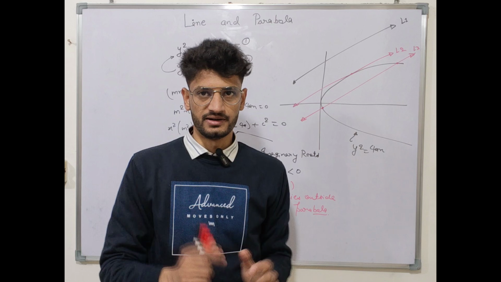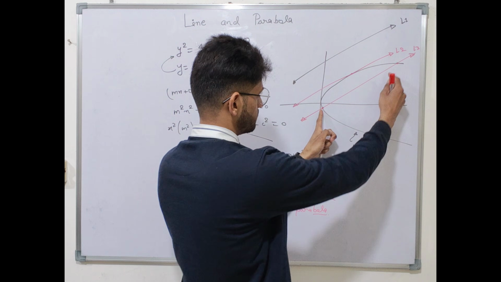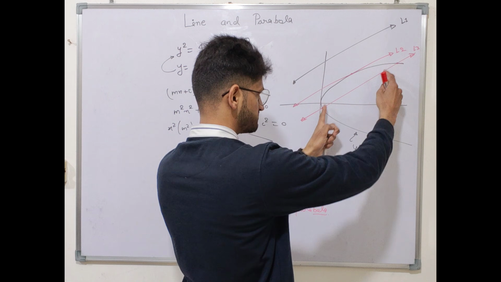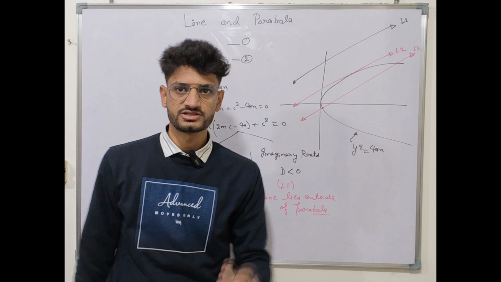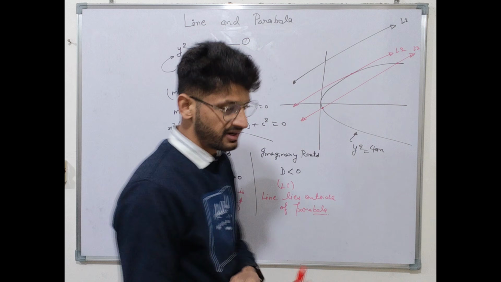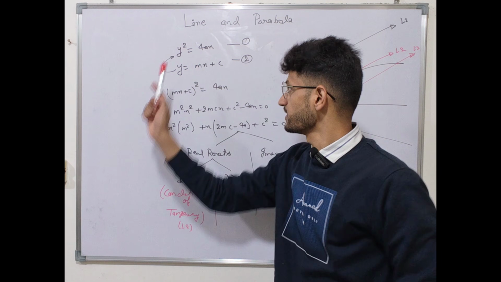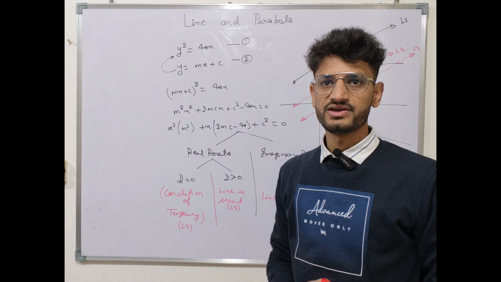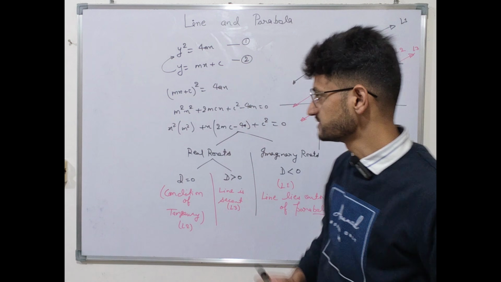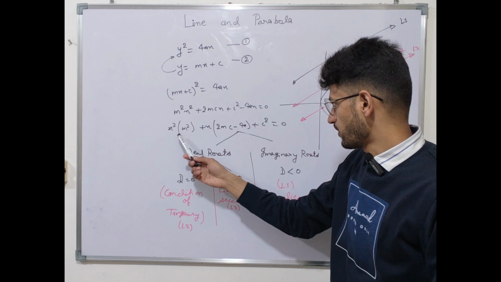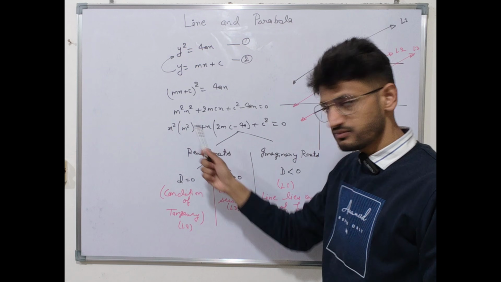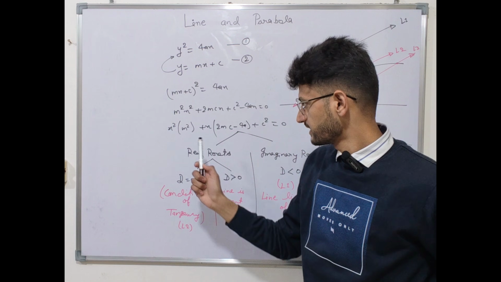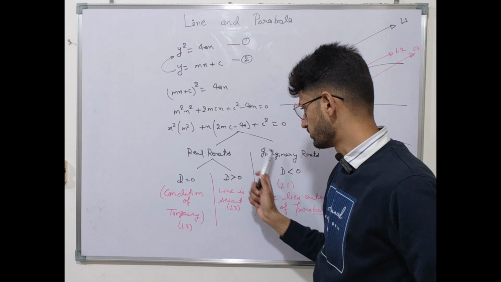That means this is known as secant. And the length between the points on the parabola will be known as chord, right? So let's talk mathematically. We have the equation of parabola as y square equals 4ax and the equation of line as y equals mx plus c. If we solve this simultaneously, we will get a quadratic in x, and there will be two possible cases. Roots will be real or imaginary.